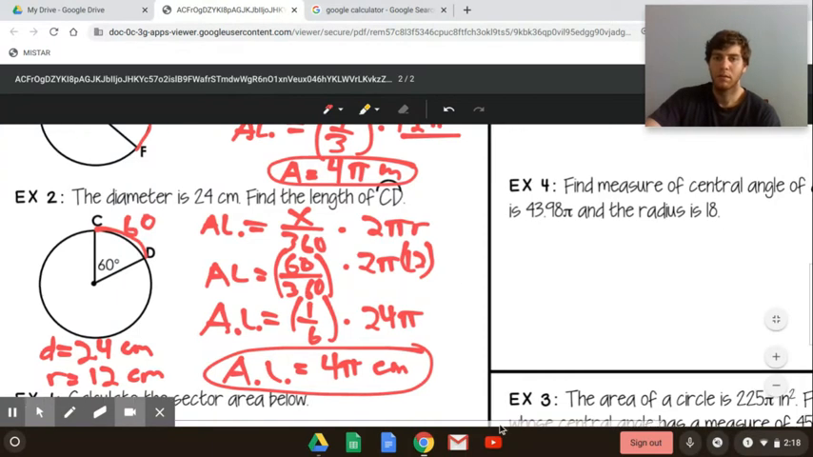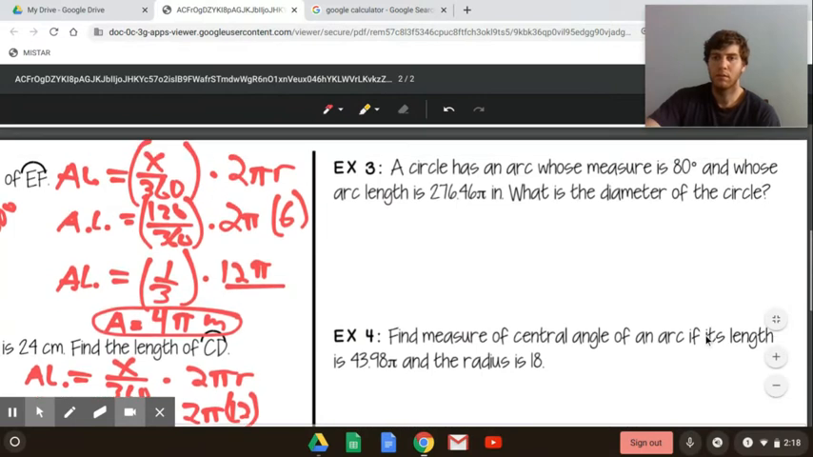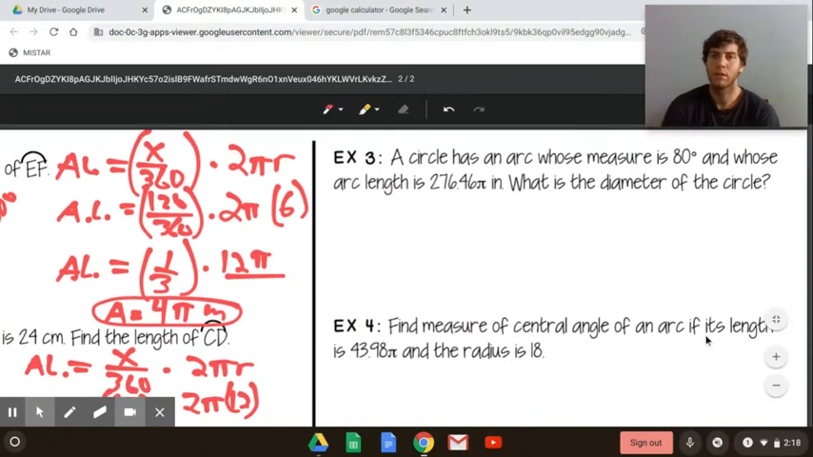All right, let's go up to example number 3 here then. A circle has an arc whose measure is 80 degrees and whose arc length is 276.46 pi inches. And we want to find the diameter of the circle. So that means we're going to have to find the radius first and then multiply by 2. So if we look at our formula, we have arc length.